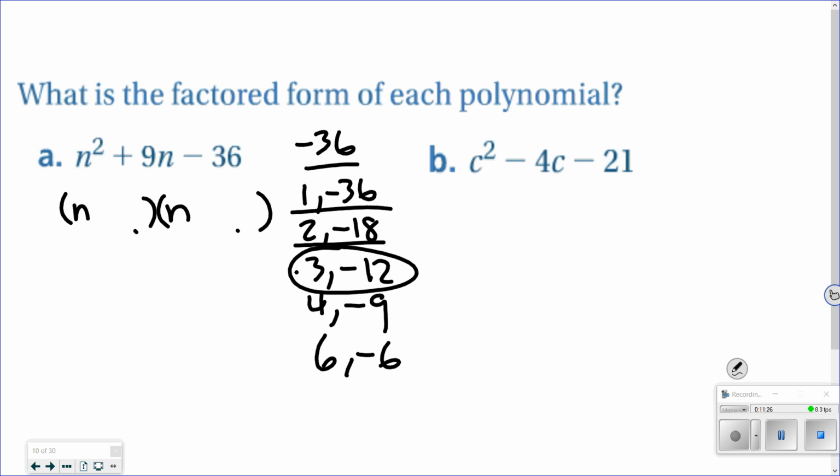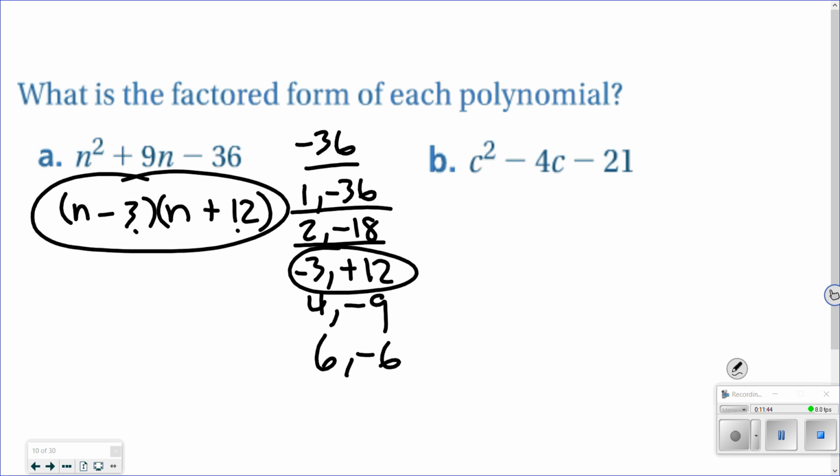I'm going to change the 3 to a negative and the 12 to a positive. Now when I multiply those, I get negative 36, but when I add them, I get a positive 9. So I have a minus 3 and a plus 12. Right, I times those, negative 36, I add them, and I get 9. So that's my combination right there. All right, you try B. So pause it, try B, and then we'll come back and go through it.